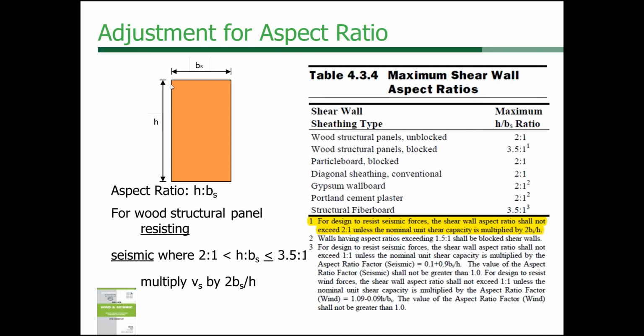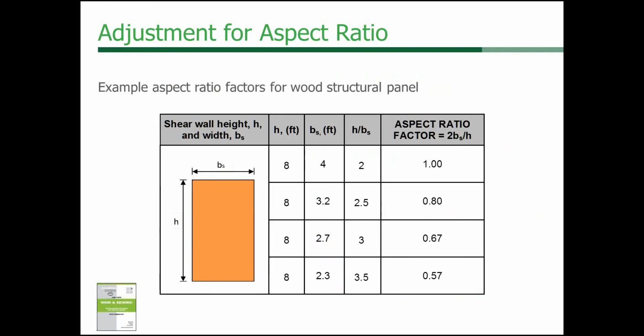Now, this is going to be clarified a little bit more in the 2015, where there's going to be a slight revision to this based on some testing that is done, but more to come when you get into the 2015 wind and seismic provisions. This just shows you a chart of a comparison depending on the width of your shear wall and what the width does to your capacity, meaning that the narrower your shear wall is, the less capacity you're going to have for that shear wall.